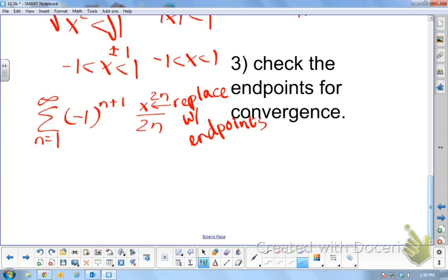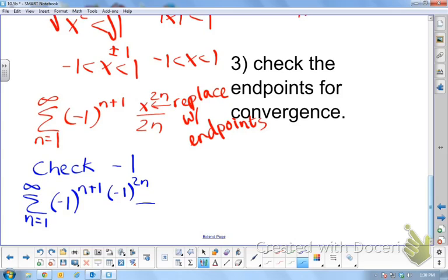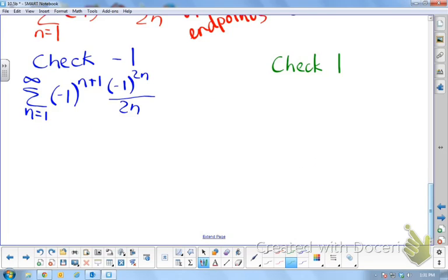So we have to check the endpoint -1 by taking that series and replacing the x, not the n, because our interval is all about that x value. And we have to do it a second time and check +1. So all the stuff up above is stuff we've done before. This is the new information.